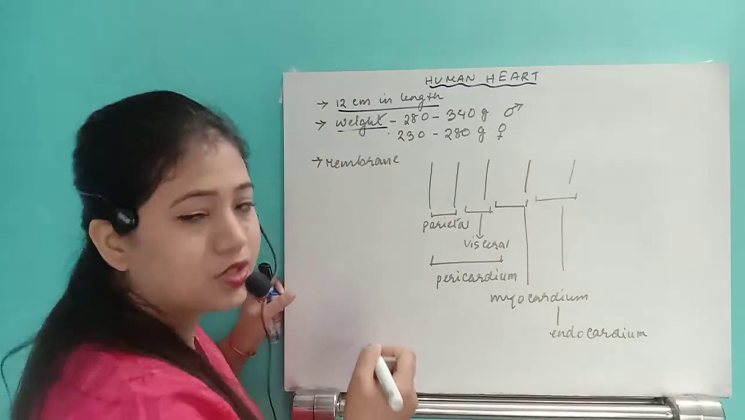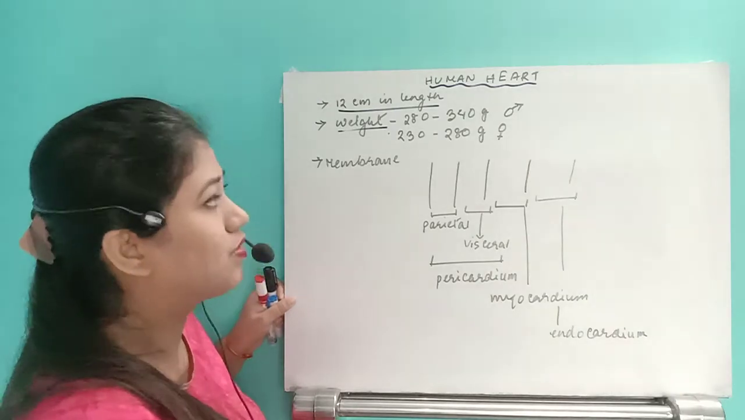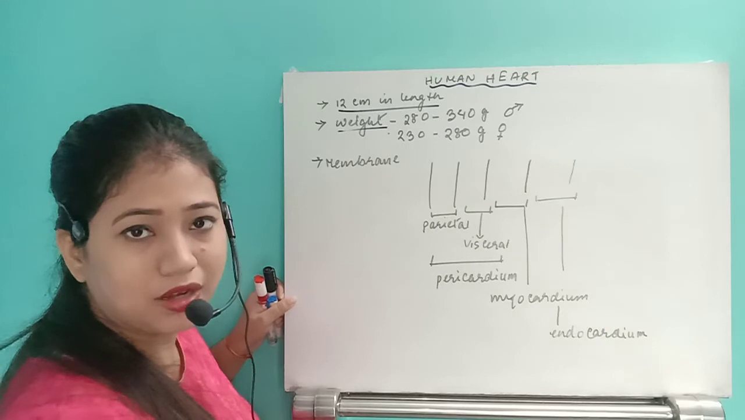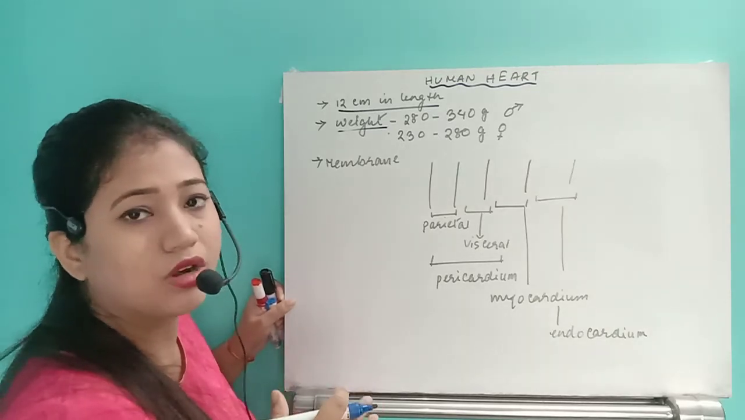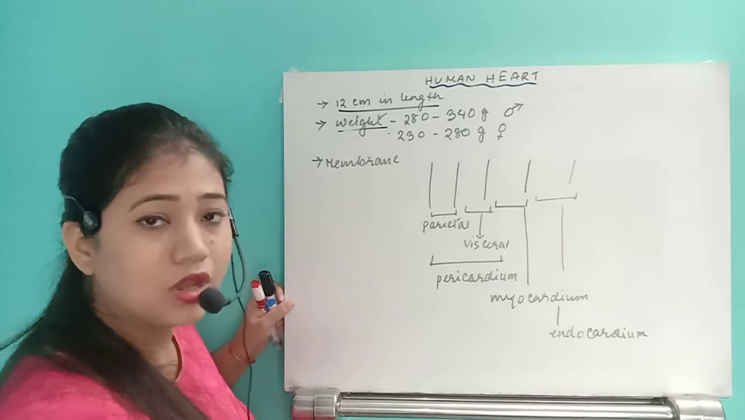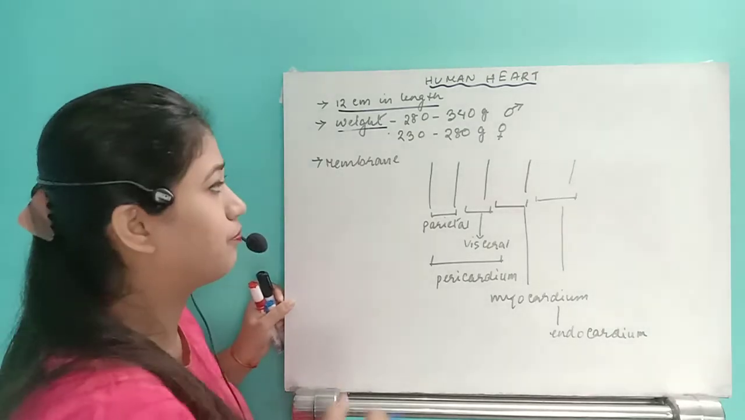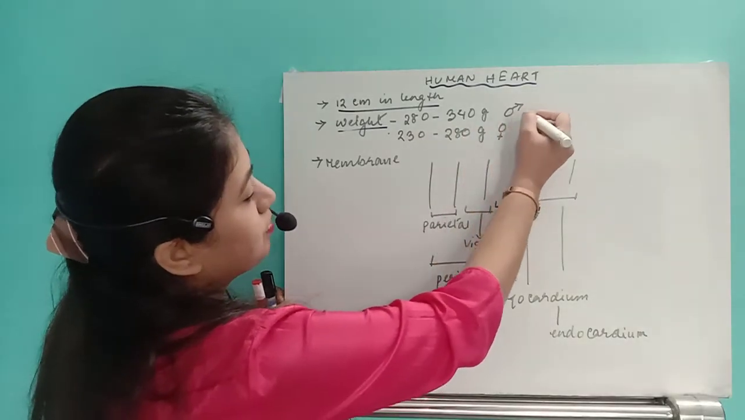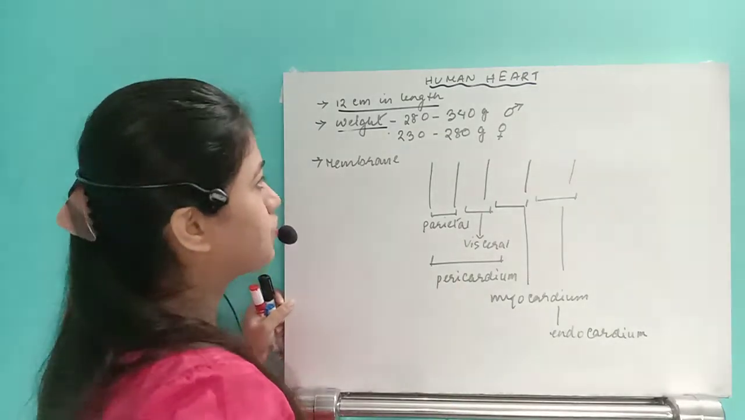The average weight is given for adult male and adult female. Whenever we give measurements for male and female, we have to take the average weight or average amount for the adult man or adult woman. So it is around 280 to 340 grams in case of male and 230 to 280 grams in case of female.